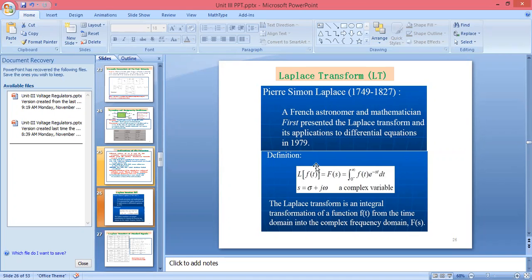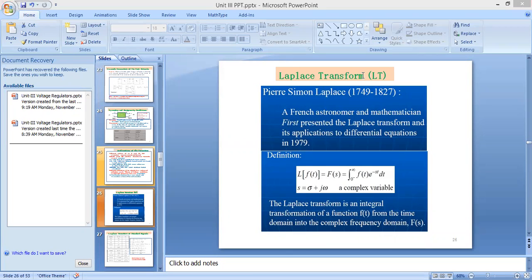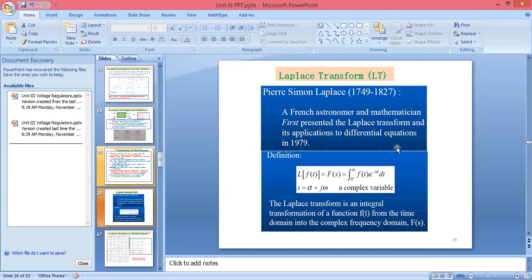And when we are using the Laplace transform, at that time we are converting the value of time domain into the frequency domain, and you will get L of f of t equal to F of s equal to integration from 0 to infinity of f of t into e to the power minus st dt. This is the standard formula for the Laplace transform.